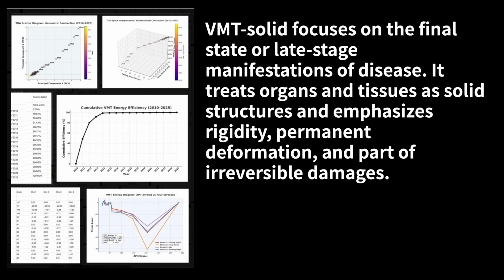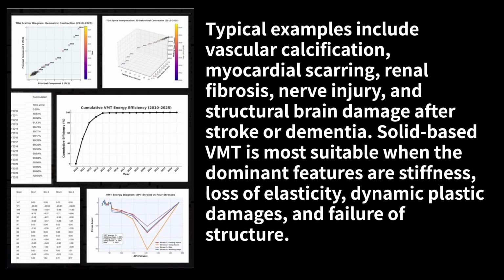VMT-solid focuses on the final state or late-stage manifestations of disease. It treats organs and tissues as solid structures and emphasizes rigidity, permanent deformation, and part of irreversible damages. Typical examples include vascular calcification, myocardial scarring, renal fibrosis, nerve injury, and structural brain damage after stroke or dementia. Solid-based VMT is most suitable when the dominant features are stiffness, loss of elasticity, plastic damages, and failure of structure.